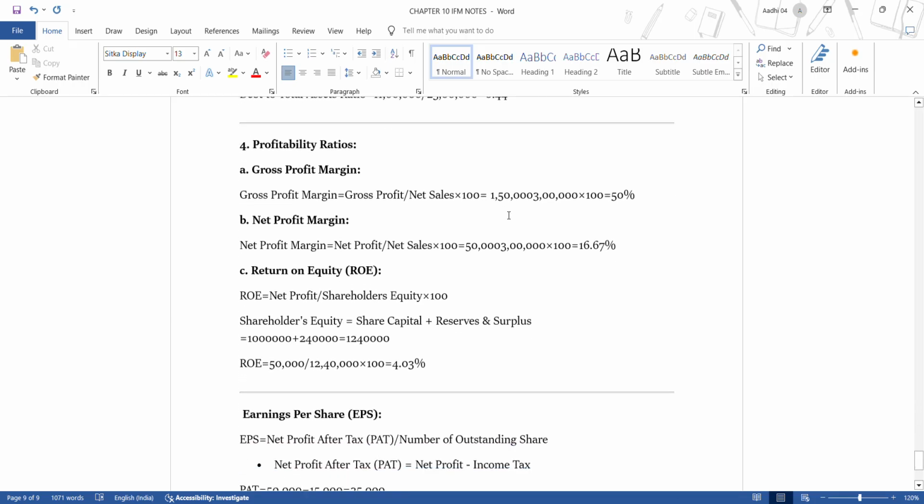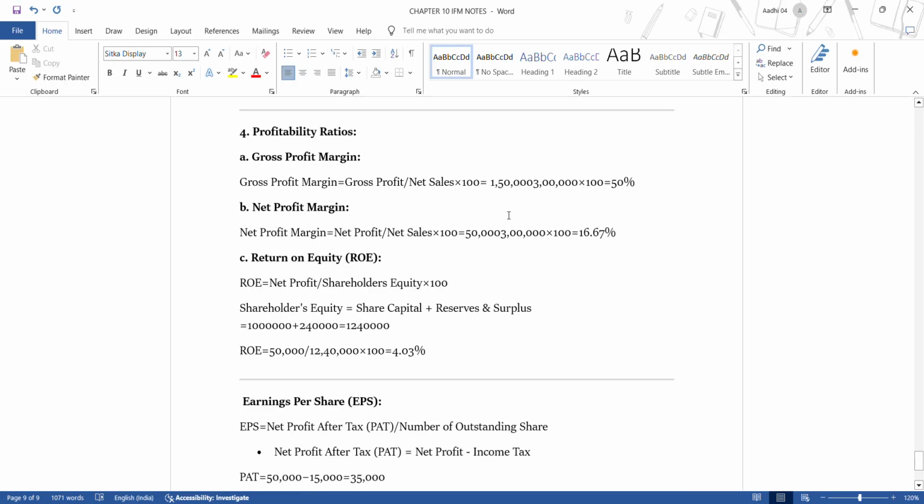Now moving on to the last set of ratios, that is profitability ratios. Here I have only explained 3 ratios. In your textbook there are 5 to 6 kinds of ratios, but according to this particular question we only have to do 3. First one is gross profit ratio or gross profit margin. How do we find it? Gross profit by net sales into 100. It is always in percentage. Gross profit in the question is 1,50,000, sales is 3 lakh, into 100, that is 50%.